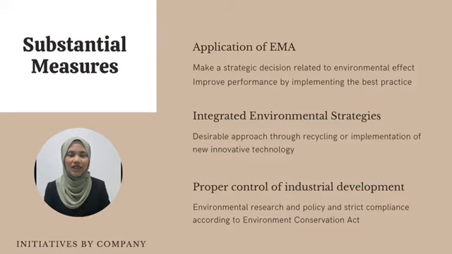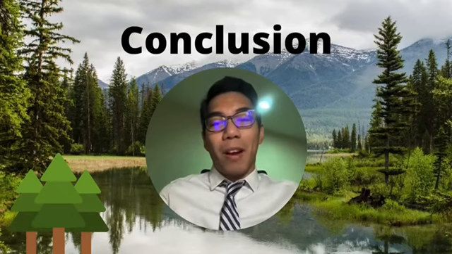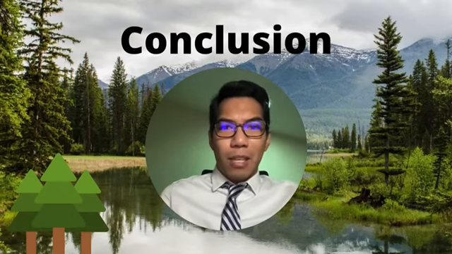The second one is integrated environmental strategies. Lots of approaches can actually be taken by the company in order to reduce the disposable waste that can cause pollution, such as doing a recycling campaign or implementing new innovative technology. The last one is proper control of industry development, where the company should comply with the Environmental Conservation Act and do research to improve their environmental performance. Now with that, we have come to the conclusion of our presentation.